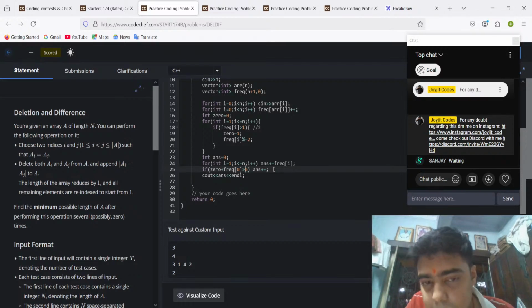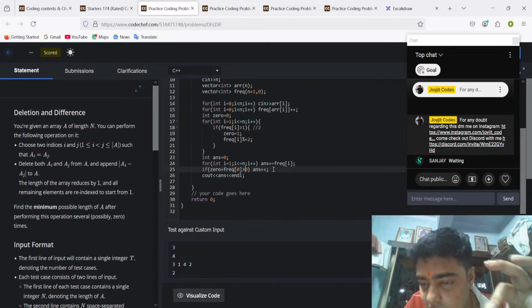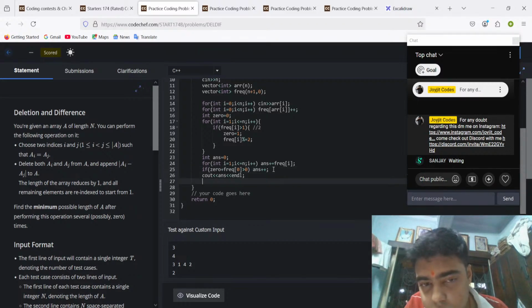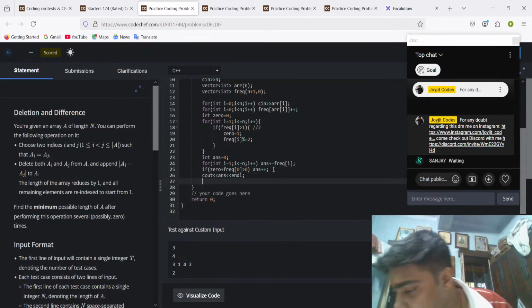But if there is at least even one 0, then there will be one 0 in the answer. And I have explained it just now. Is it clear?